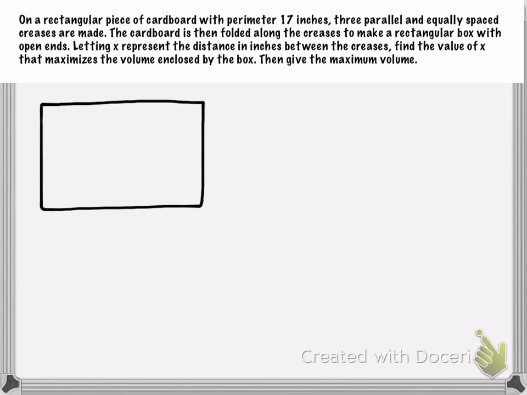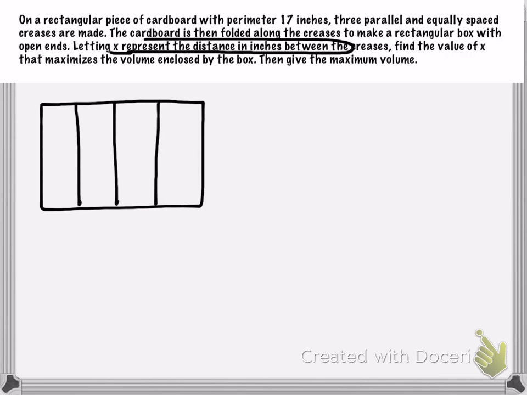Alright, so always starting with the diagram, it says we have this rectangular piece of cardboard, and we don't know the dimensions of the cardboard, we just know that the outside perimeter is 17 inches, and there's 3 parallel, equally spaced creases made. So, something like this. These are my creases. I'm folding this piece of cardboard. And it says, let's let x represent the distance in inches between the creases. So it looks like x is going to be this horizontal distance here.